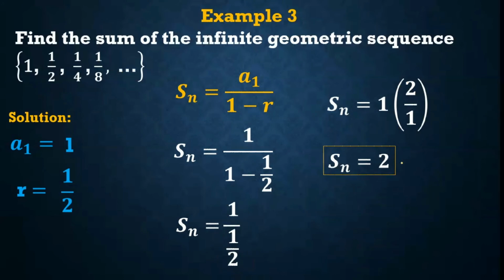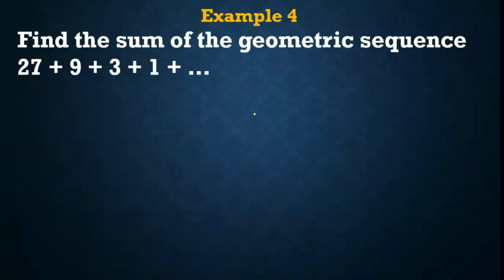Example number 4. So we have to find the sum of the geometric sequence 27 plus 9 plus 3 plus 1 and so on. So dahil po ay merong tatlong dot, okay, so it means that it is an infinite geometric sequence. Okay, so therefore we have to use the formula of the infinite geometric sequence po to find the sum. Okay, so first, lagyan muna natin ang given po. A sub 1 is 27, or the first term.